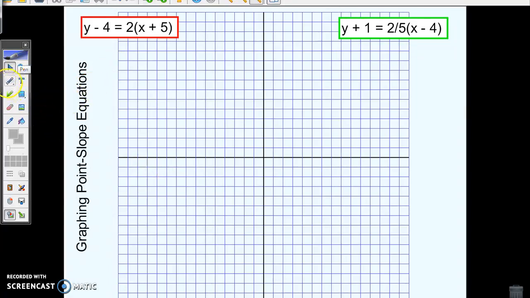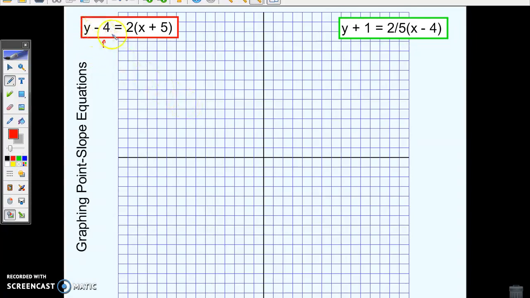All right, so we have two equations. These are, if you look carefully, the same two equations from your notes from the introduction to point-slope equations. And I'm going to graph one in red and one in green. You can see the outline of the box so you can tell which is which. This is red and this over here is green. So let's start with the red one.